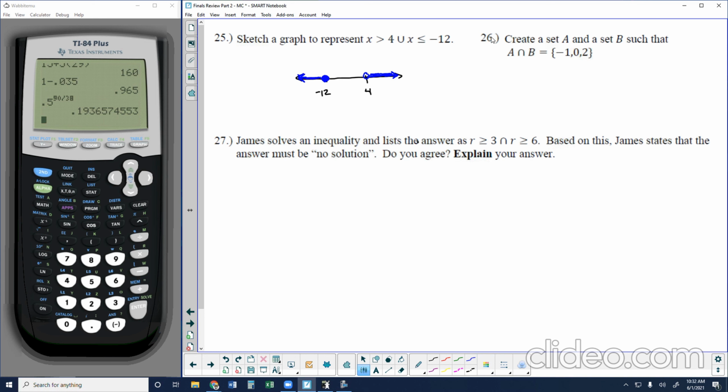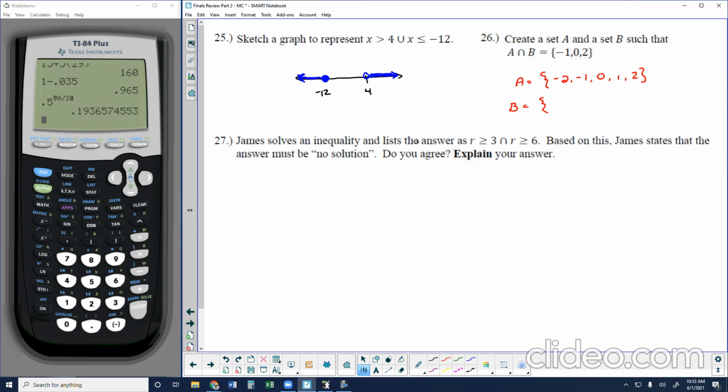In problem 26, it says create a set A and a set B such that A and B, or the intersection of A and B, is negative 1, 0, and 2. So again, as I read this initially, the intersection of A and B can also be read as A and B. So what I need is a set for A and a set for B where the numbers that they both include are negative 1, 0, and 2. So I could make A negative 2, negative 1, 0, 1, 2. It doesn't really matter what else is in there as long as I have negative 1, 0, and 2 that will also be included in B.